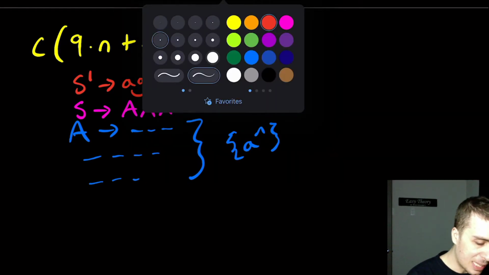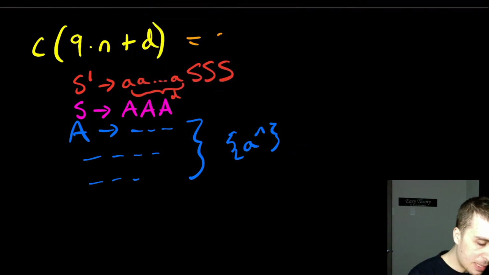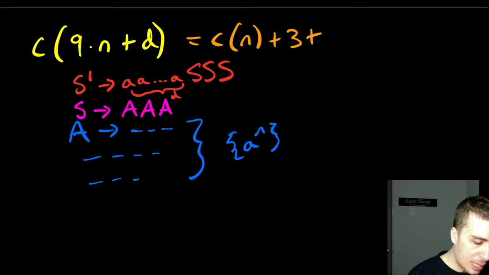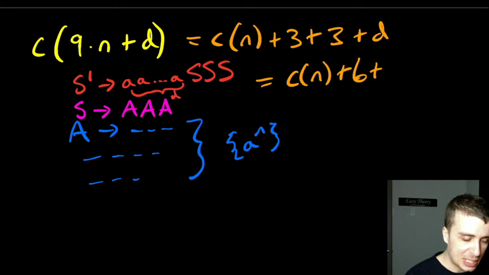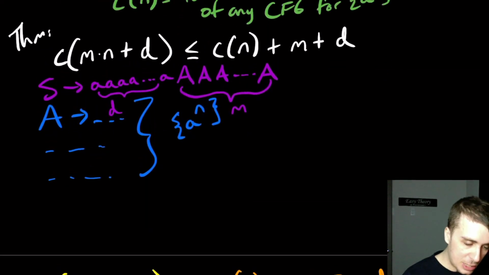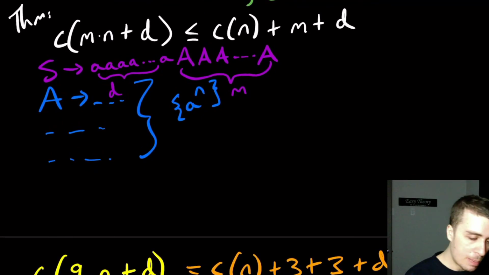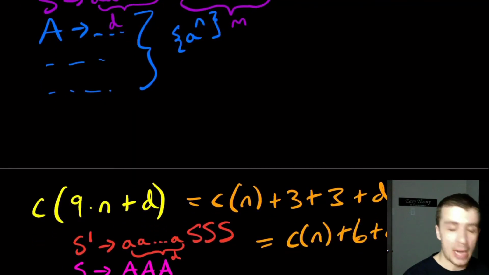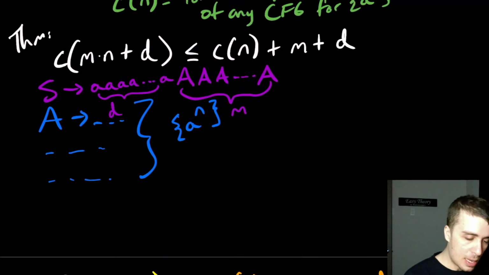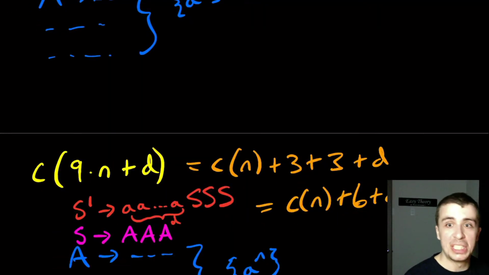So what is the complexity of this thing? Well, it's going to be the complexity of whatever n was. That's what the a variable made here. So then plus 3, now we get 3 for the s and then 3 for the d. So now we're going to get 3 plus d. And so that's going to give us c of n plus 6 plus d. And that's better than this result up here, because we had 9 plugged in for m right here. But now we can get it down to 6.